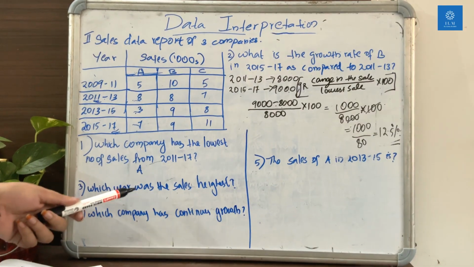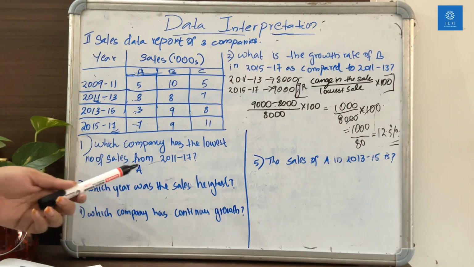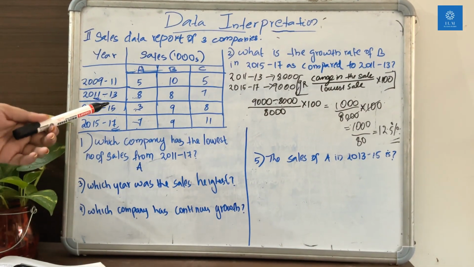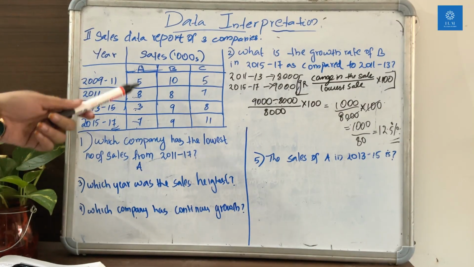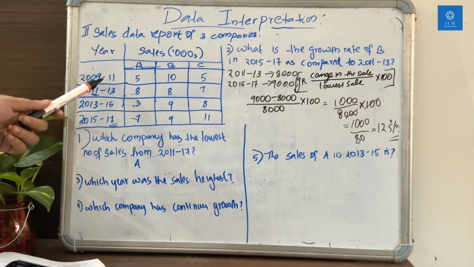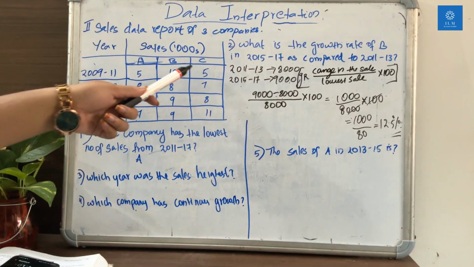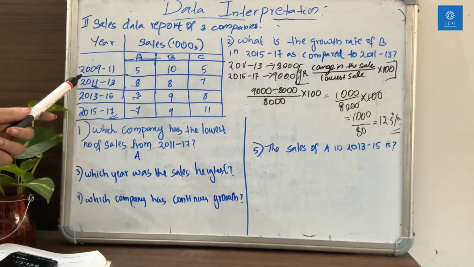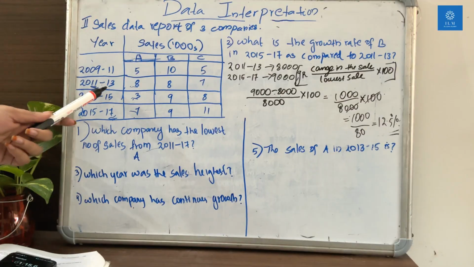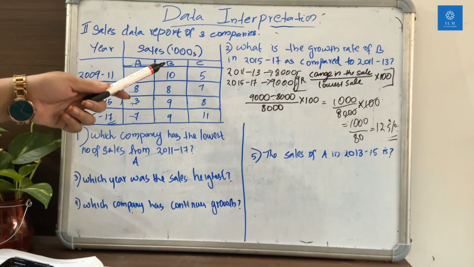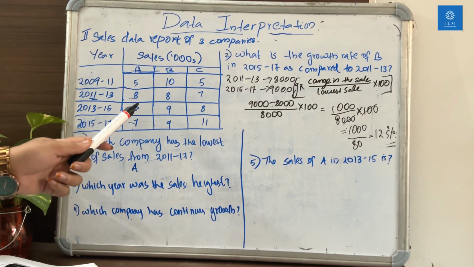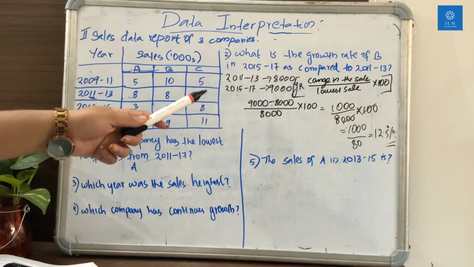So next question, which year was the sales highest? In order to know which year the sales is highest, we have to sum it up, right? In 2009 to 2011, the sales is 10 plus 5 plus 5, that is 20. Then again 2011 to 13, 8 plus 8 plus 7, 23. Then here it will be 3 plus 9 plus 8, 20.